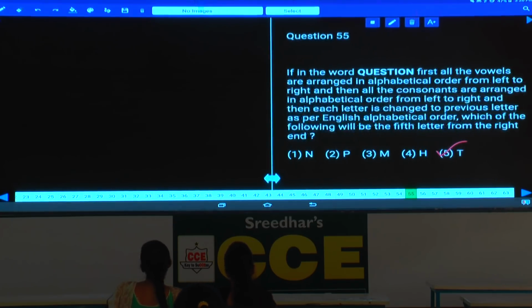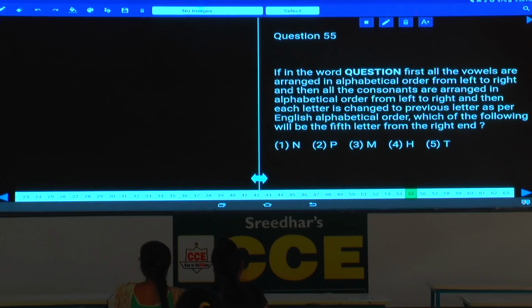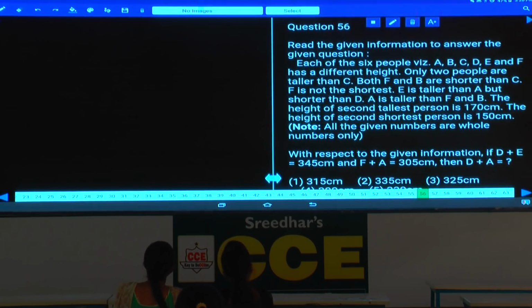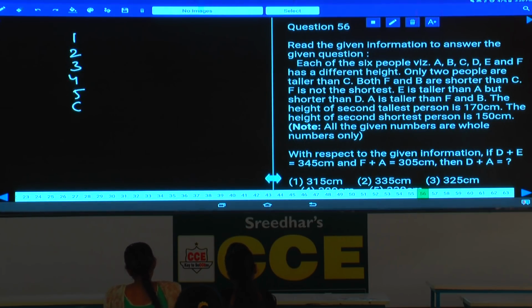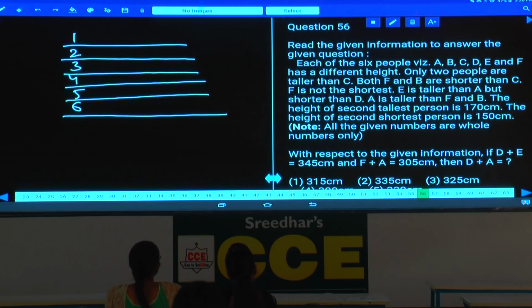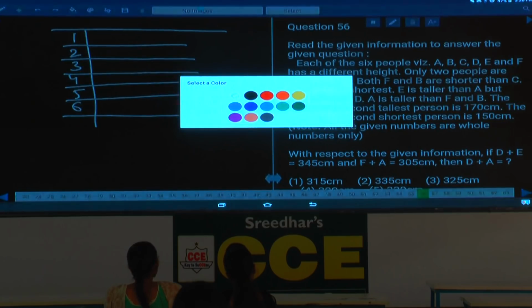Now in this question numbers 56 to 58, how many people are there? 6 people are there. 1, 2, 3, 4, 5 and 6. In total we have 6 people. Now these 6 people, what is the information here? They have different heights. These 6 people are being compared in their height. Now we should arrange these persons according to the given conditions here.